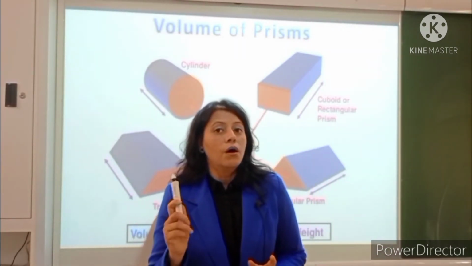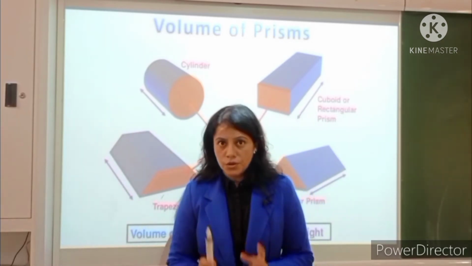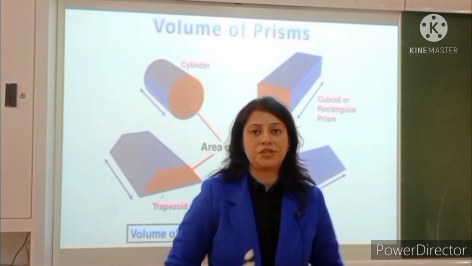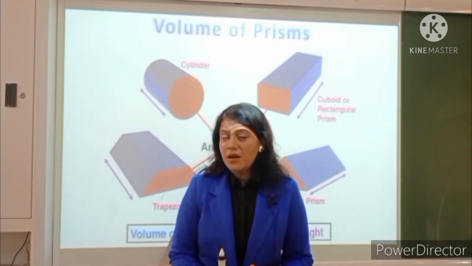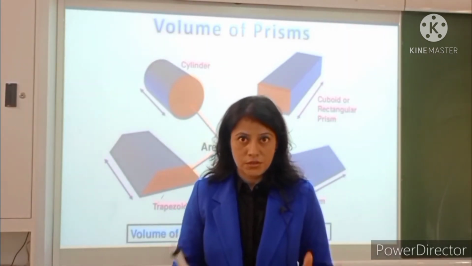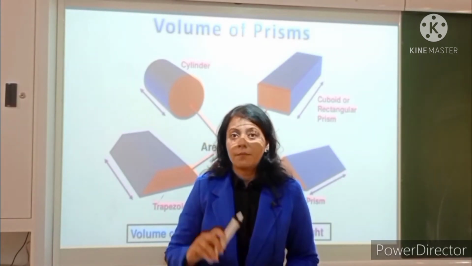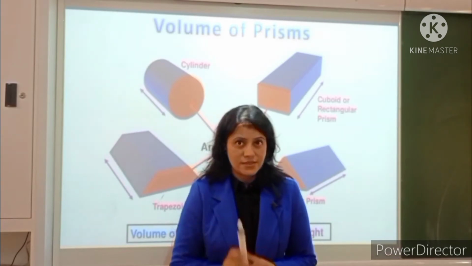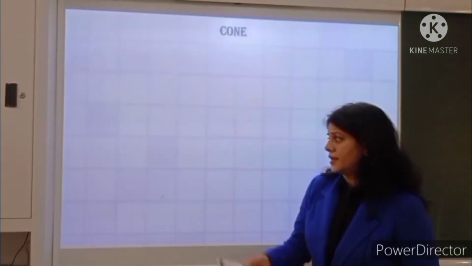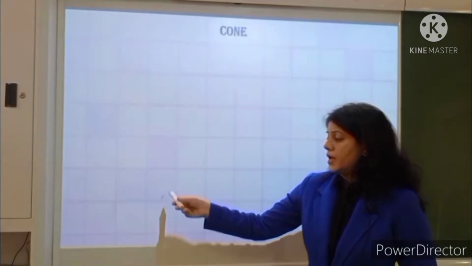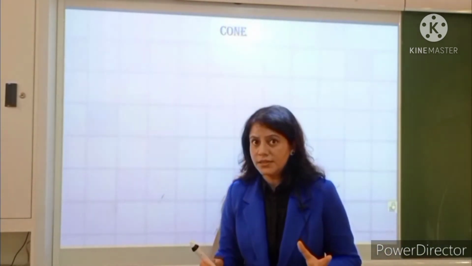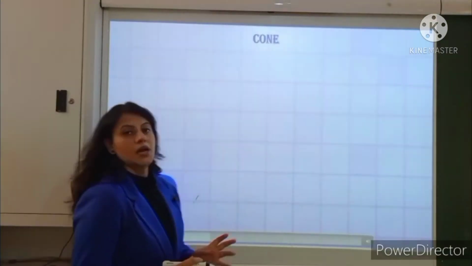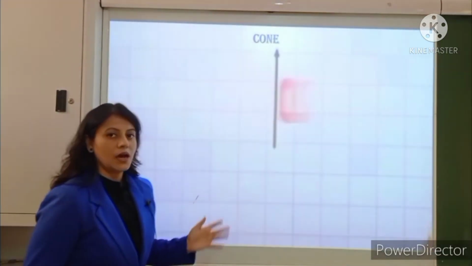But all 3D shapes are not obtained by taking a 2D shape and extending it along the third dimension. There are a few 3D objects which are obtained by taking a 2D shape and rotating it along one of its axes. Let's see how. If we take a circle and rotate it along its diameter, we obtain a sphere. So, in this way, let's see how we get a cone.